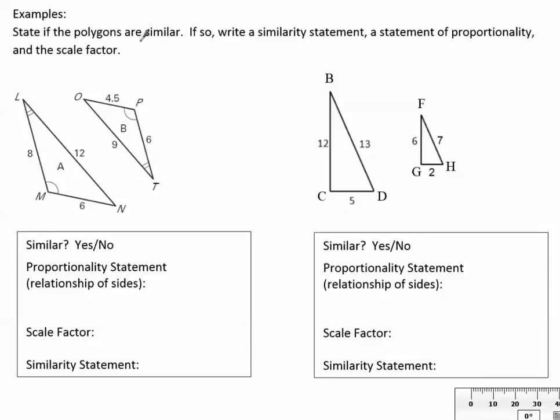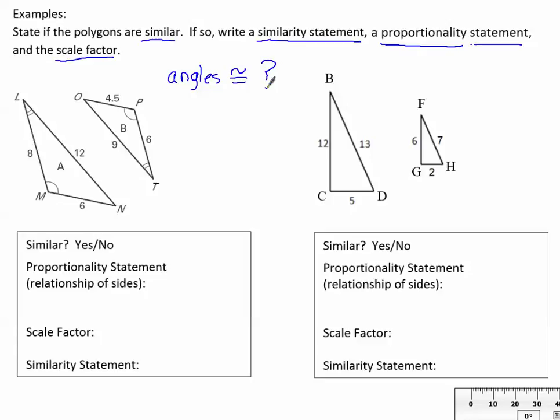State if the polygons are similar. If so, write a similarity statement, a proportionality statement, and the scale factor. So remember, to be similar, these triangles would have to have angles congruent, so that's what we'll ask ourselves first, and they have to have sides proportional. I'm going to abbreviate. Now I'm putting question marks because I don't know the answers to those yet. Let's take a look at the first one.